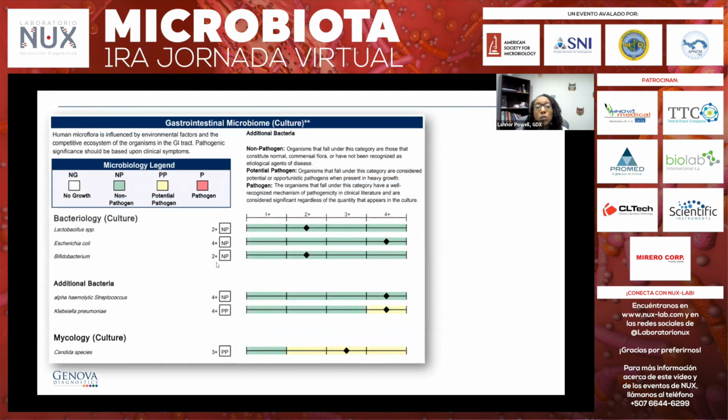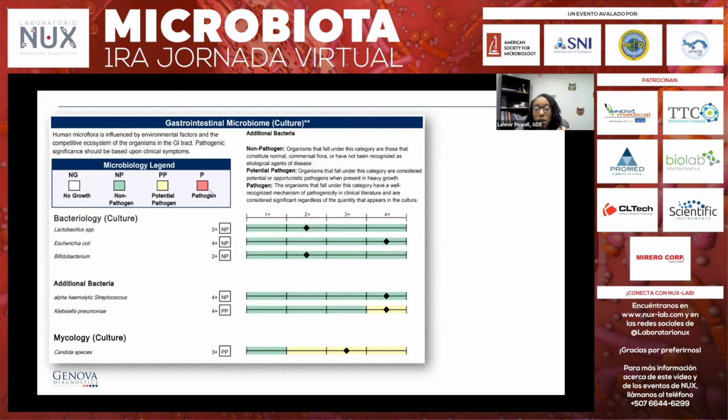So on the next page of the report, if we're looking at culture, everything that we talked about until now is DNA PCR, and now we're transitioning into culture, looking at how well things are growing on a Petri dish. We're looking at lactobacillus, Escherichia coli, bifido, but also additional bacteria and yeast. Anything that grows out, we identify. And we also look based in literature to see if it can maybe be a potential pathogen or if it is a pathogen.